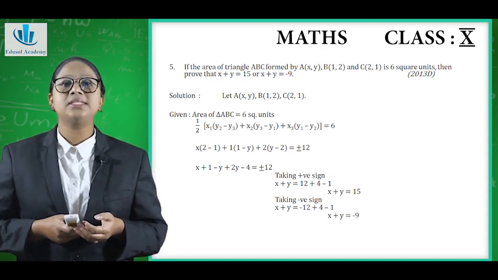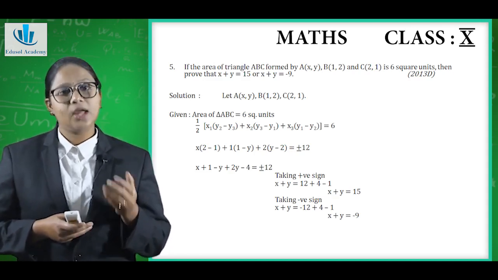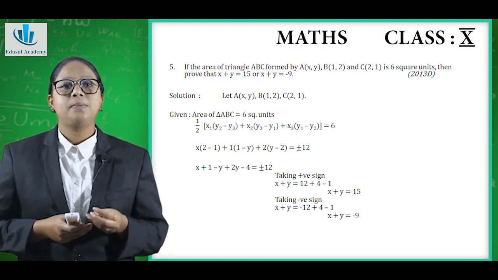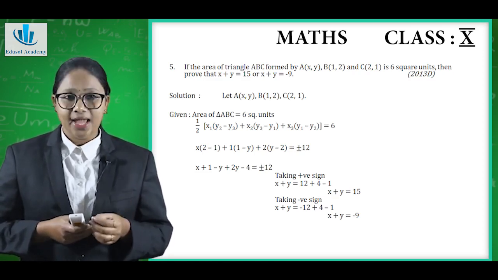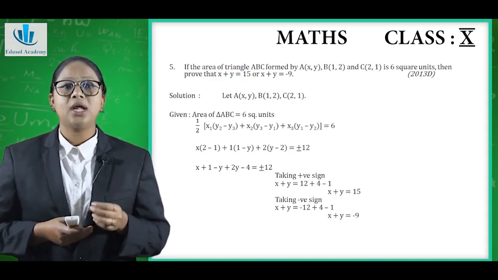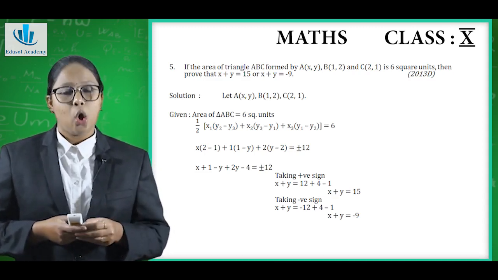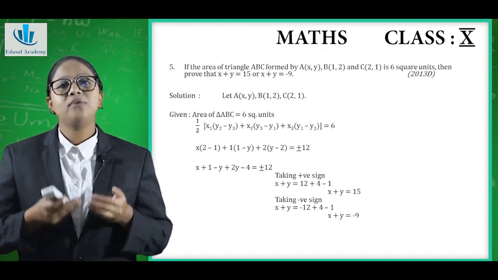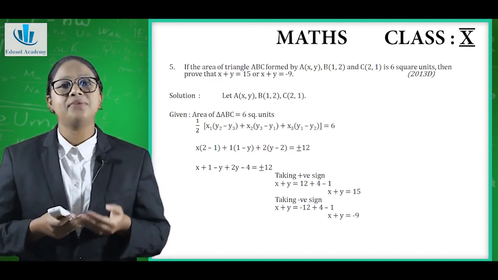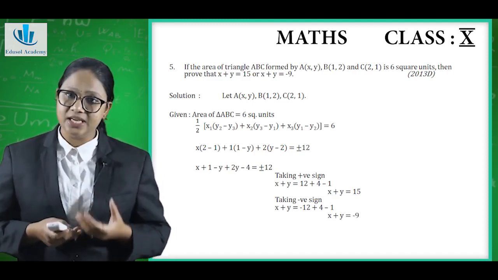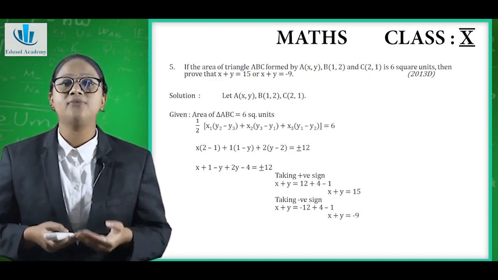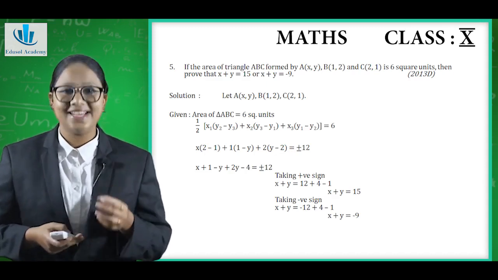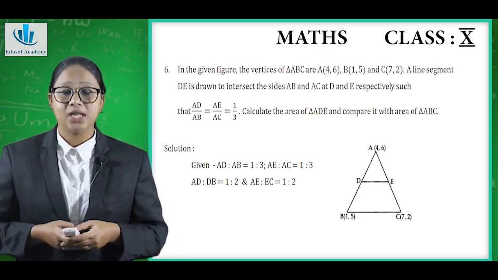So, the area of the triangle is 6 square units, so the equation is equal to 6. Now, putting in the values, we will get the equation x + 1 - y + 2y - 4 is equal to plus or minus 12, or x + y. So, there are two possible values, plus or minus 12. If we take x + y for plus 12, we will get x + y is equal to 15. And if we take x + y for negative 12, we will get x + y is equal to negative 9. Moving on to the last question.